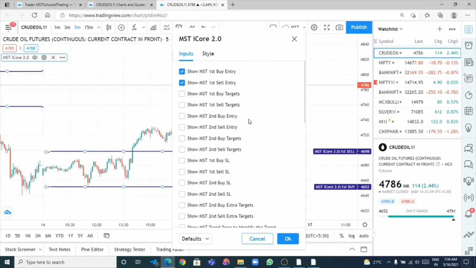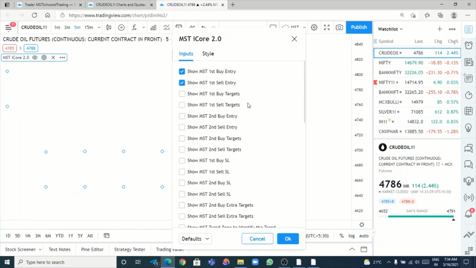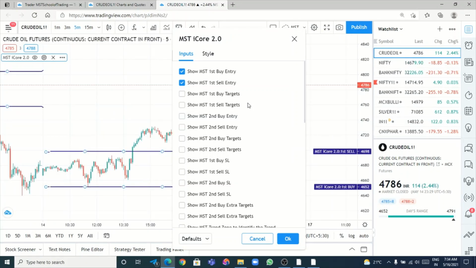So though we were supposed to give only 4 lines in this indicator to keep it as simple as possible, we kept only first buy entry, second sell entry, first sell entry, second buy entry. That's all. With these 4 lines itself, we could have traded without any confusion. But we wanted to help the people.